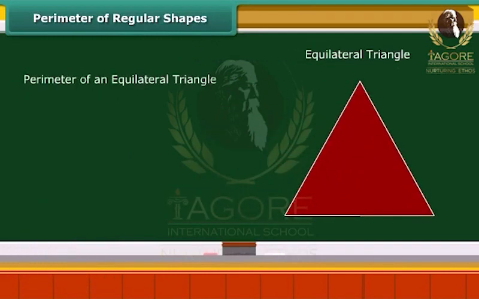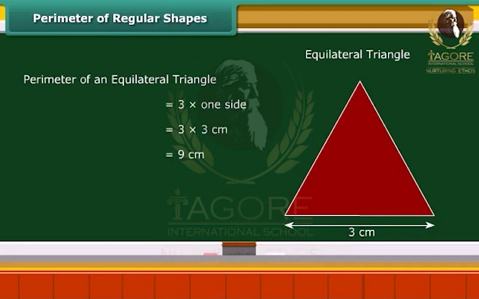Perimeter of an equilateral triangle is 3 multiplied by its side. Suppose there is an equilateral triangle of side 3 centimeters, then the perimeter of the equilateral triangle is 3 multiplied by 3, which is 9 centimeters.